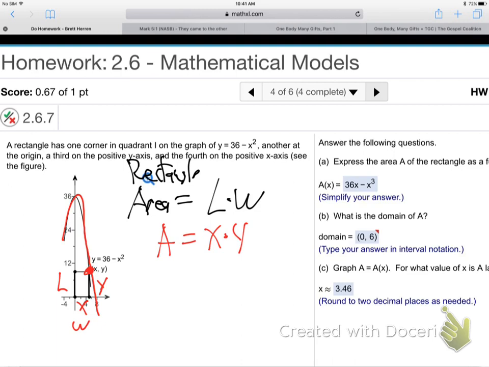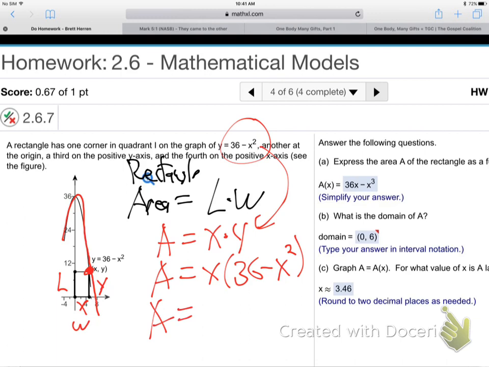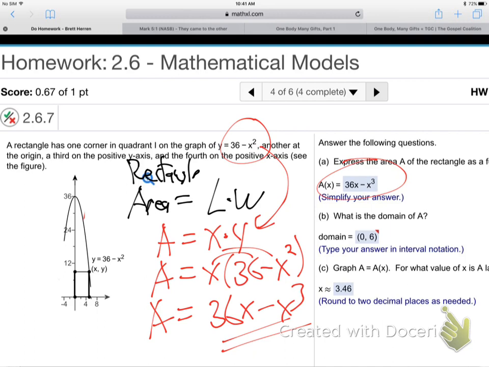And we never leave Y. What do we always do? Grab that, plug it in. So it's X times 36 minus X squared. Distribute: 36X minus X cubed. That's how I got that right there. Good so far. So that's the area of any rectangle. That formula will give you, plug in any x value you want, the area of the rectangle formed under the U shape at that x value.